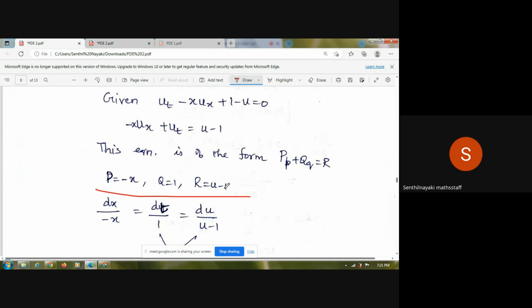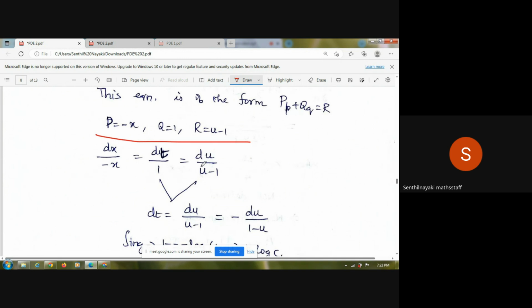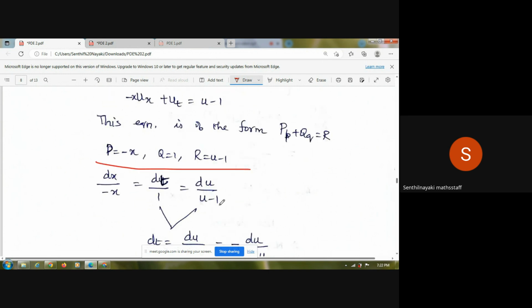You have to remember, we have to find out the parametric relation for p and r also. Here q is a constant, so there is no worry about q. Next we have to find out x bar. Here we are considering the auxiliary equation. We get dx by p, dt by q, and du by r, that is, dx by minus x, dt by 1, and du by u minus 1.